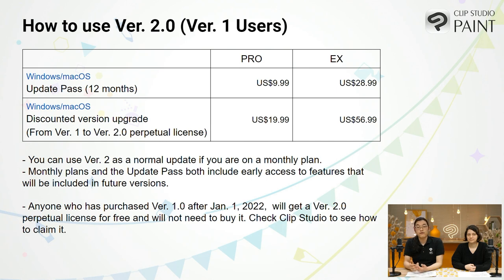If you would like to own a perpetual license version of 2.0, we do have discounted version upgrades. If you are moving from version 1 to version 2.0 and you want a perpetual license of 2.0, that is $19.99. And the price for EX is $56.99 as well. We had a special campaign after January 1st, 2022. You'll get a complimentary version 2.0 perpetual license, and you will need to claim that through a site or you will get an email. So please check our site for how to claim it.